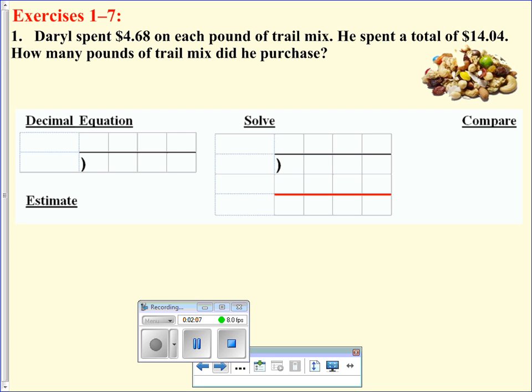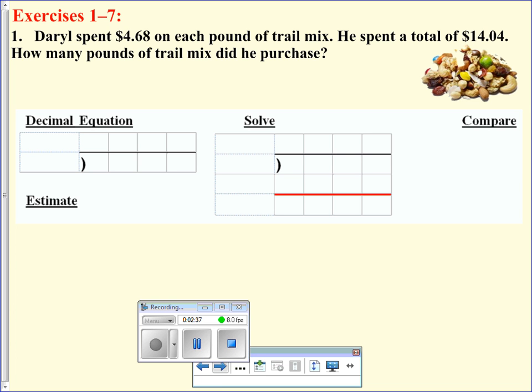So Darryl spent $4.68 on each pound of trail mix. He spent a total of $14.04. How many pounds of trail mix did he purchase? All right, so let's picture it like we always do. Let's make that visualization. He goes into the store and he buys trail mix, and it's about $5 a pound. How many pounds did he buy to spend a total of about $14? So it's like $5, $5, $5.